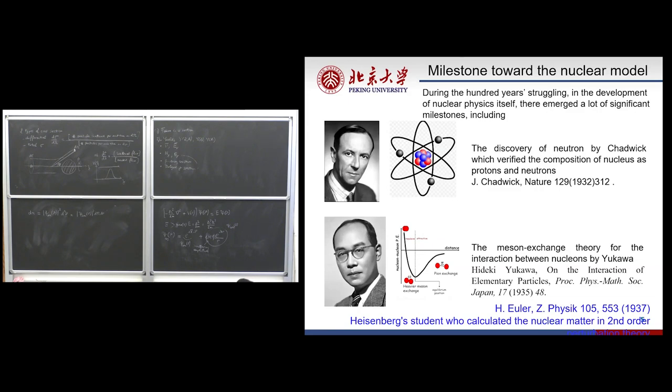between the nucleons, right? So after the Japanese physicist, we know that the atomic nucleus is composed of protons and neutrons, and they interact with each other by exchanging mesons.